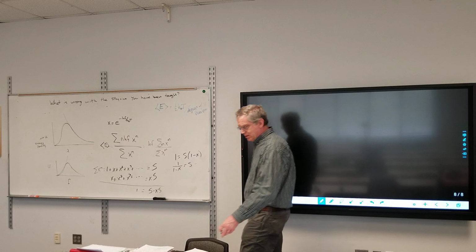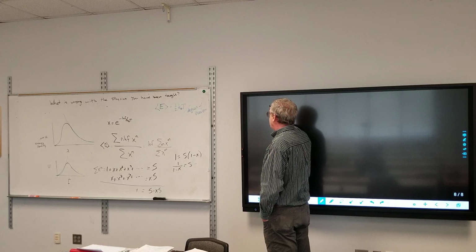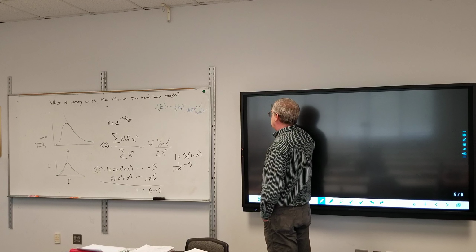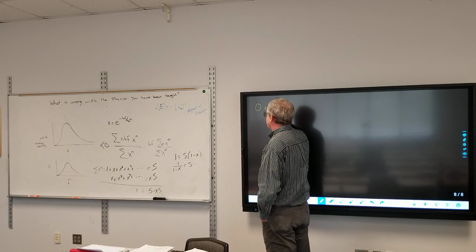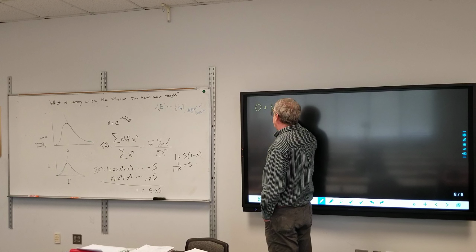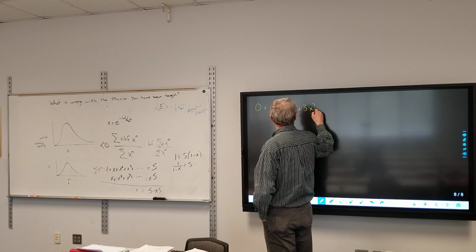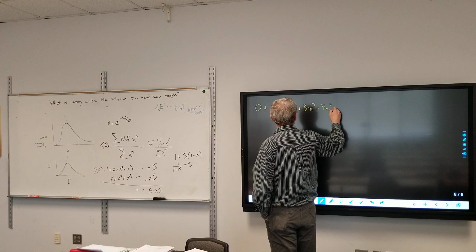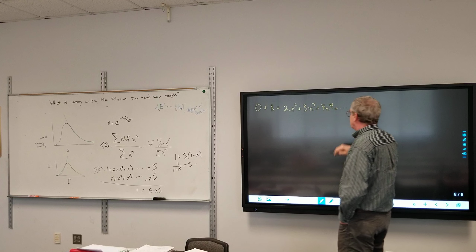The top, we'll do something very similar. We have the sum of n x to the n. Popping in 0, I get 0, plus x plus 2x squared plus 3x cubed plus 4x to the fourth plus dot dot dot. And I'm just going to assume that's a sum.